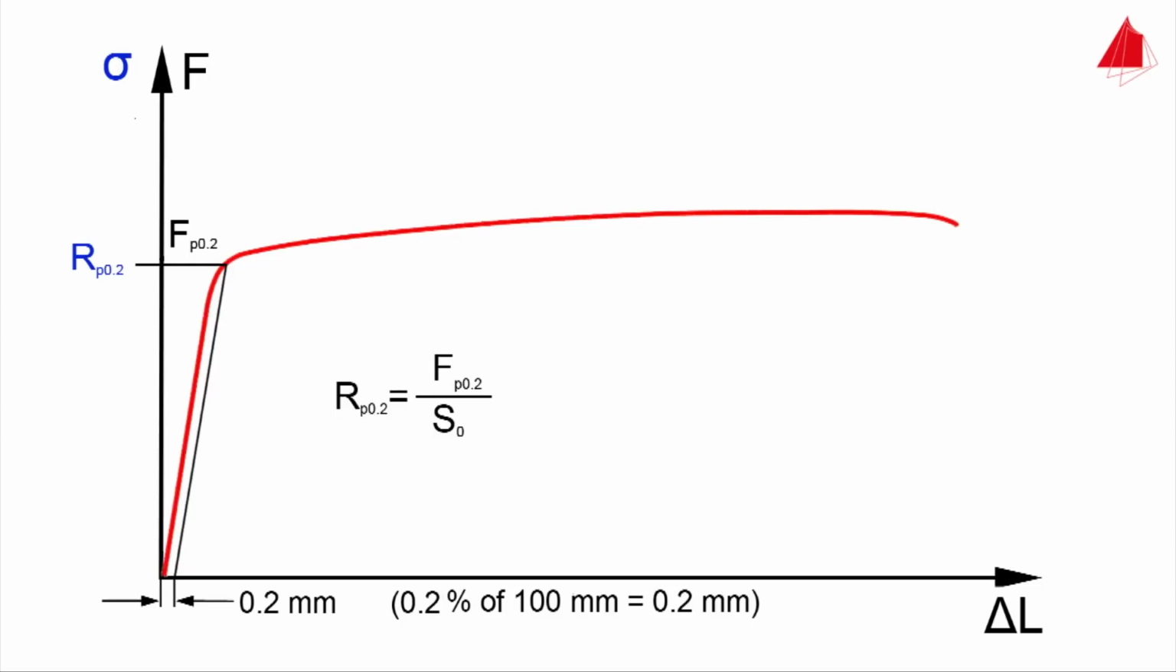Tensile strength, percentage elongation after fracture and percentage reduction of area are calculated in the same way as in the first test.